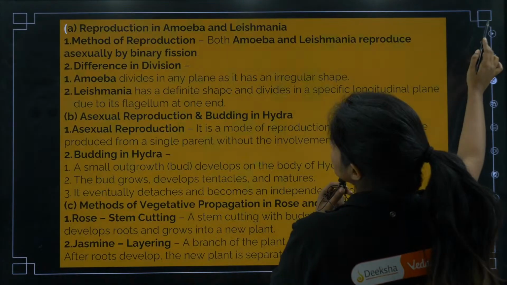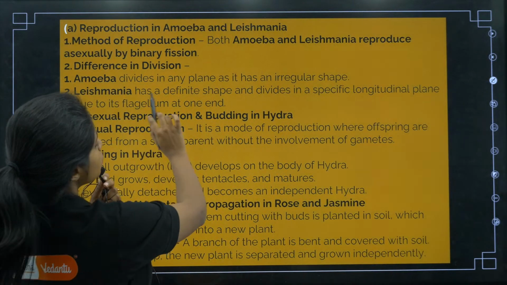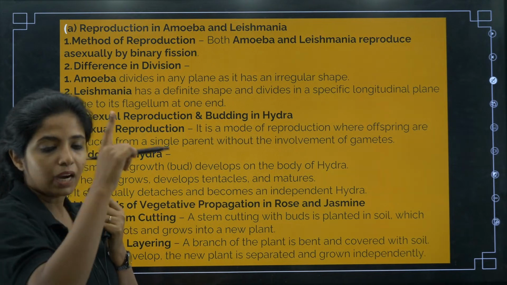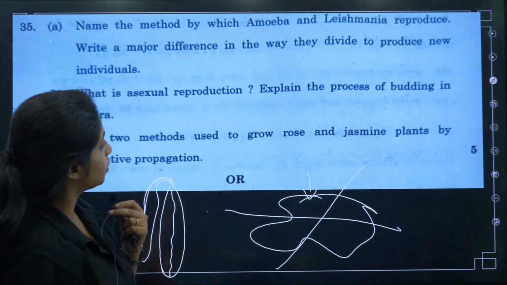I think I have written the answer, but let me see. Yes, so amoeba divides in any plane and has an irregular shape. Leishmania has a definite shape and divides in a specific longitudinal plane due to its flagellum at one end. Cool. Now you are asked the second question, that is, what is asexual reproduction?